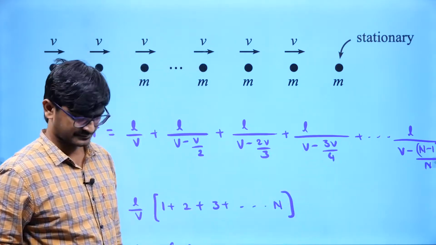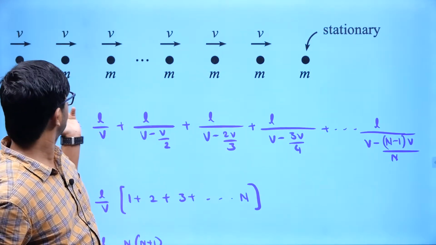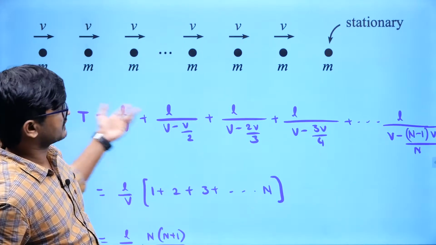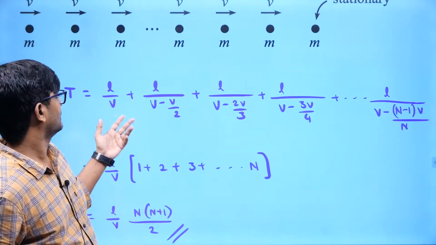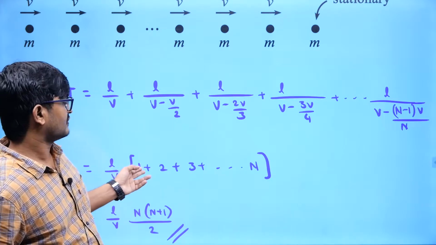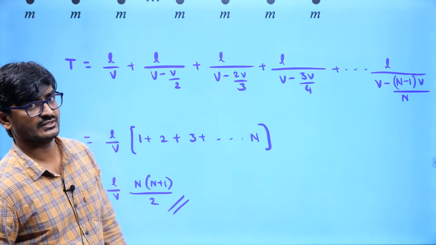I can apply for the nth ball. So I will be getting v minus (n minus 1) into v by n. So now when I take L by v common, it will turn out to be 1 plus 2 plus 3 plus and so on till n. So which is L by v into (n plus 1) by 2.